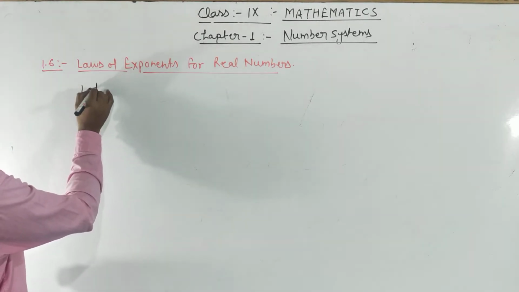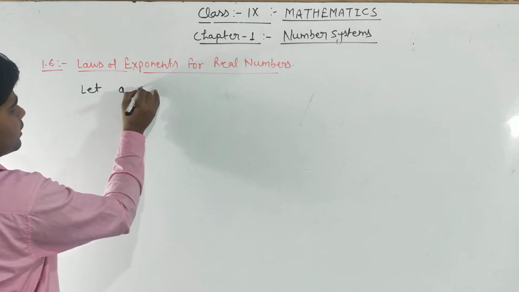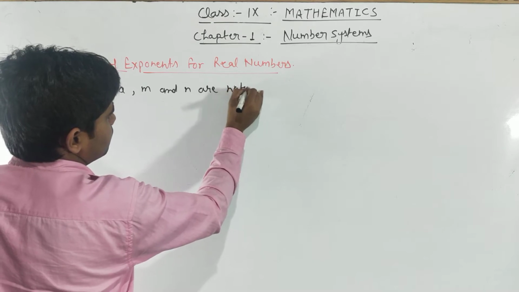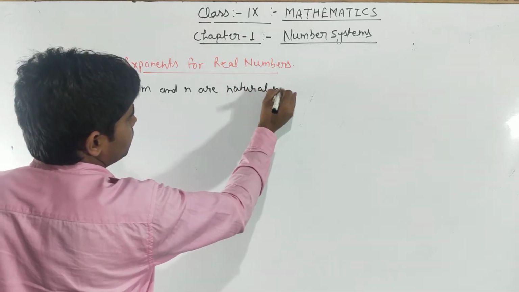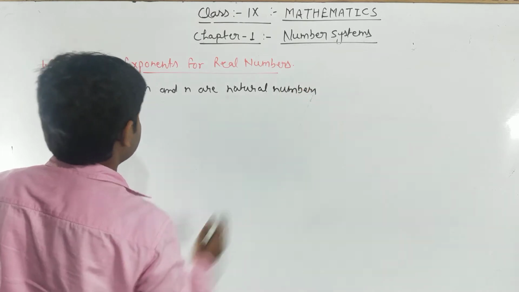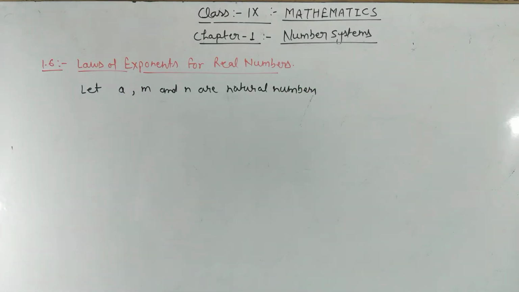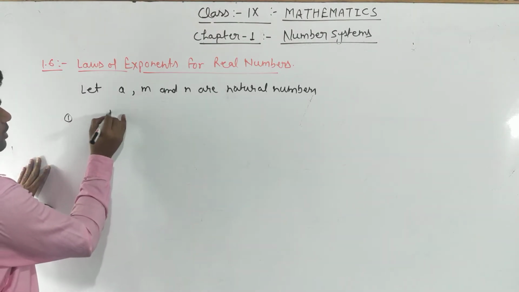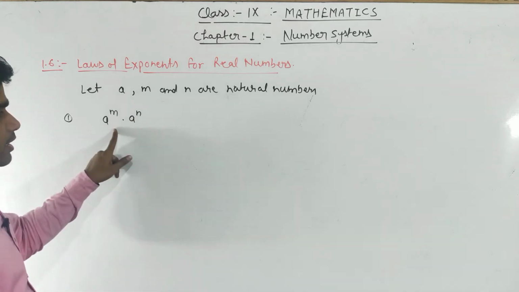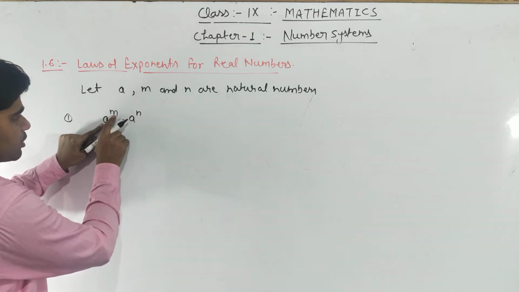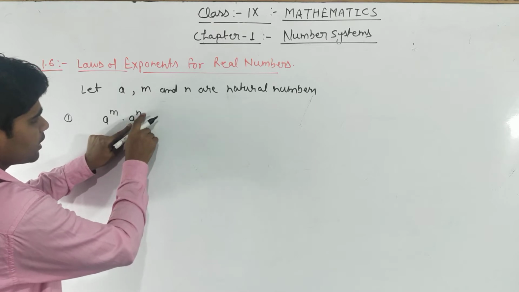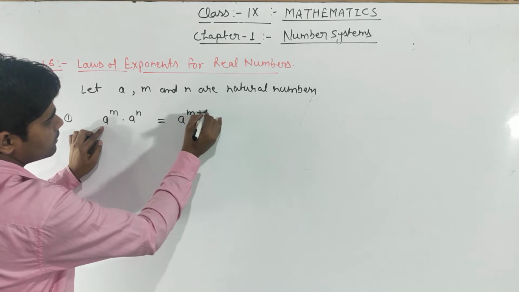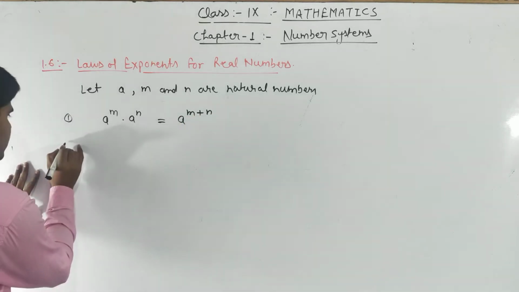Let a, m and n be natural numbers. So some operations: a raised to the power m into a raised to the power n. Here the base is a, exponent is m, into base is a, exponent n. Then we know that when the base is the same, the exponents will add.